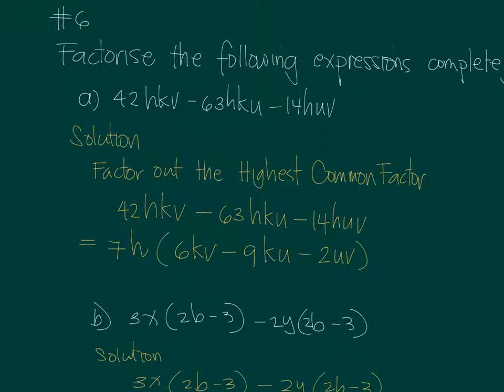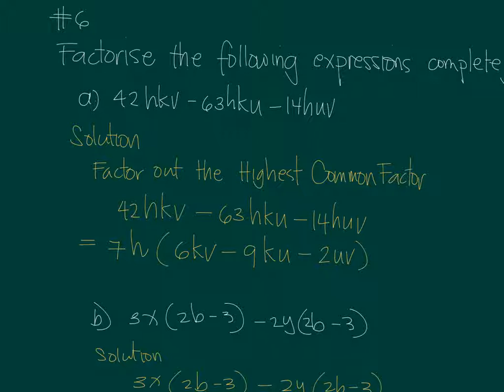For letter A, we have 42HKV minus 63HKU minus 14HUV. For factoring, the basic idea is to factor out the highest common factor. For the highest common factor, you have to consider the numbers and you have to consider the variables.